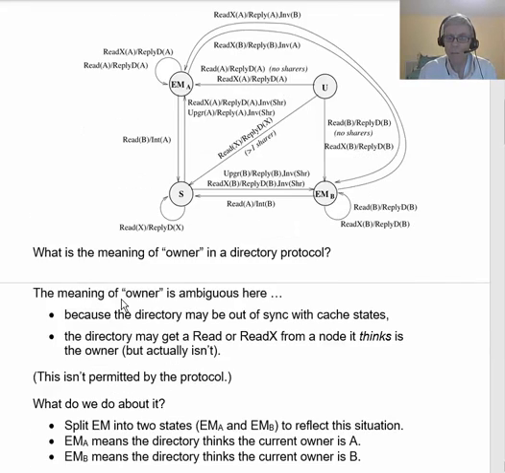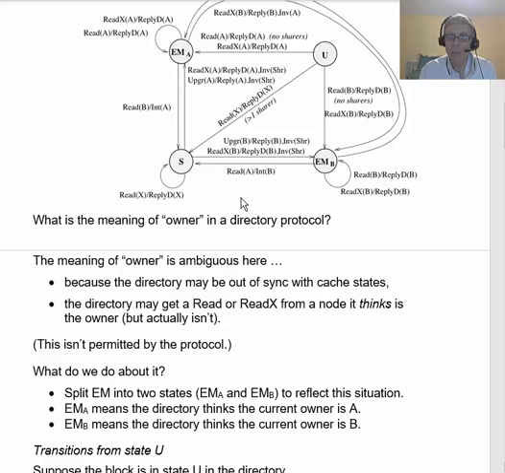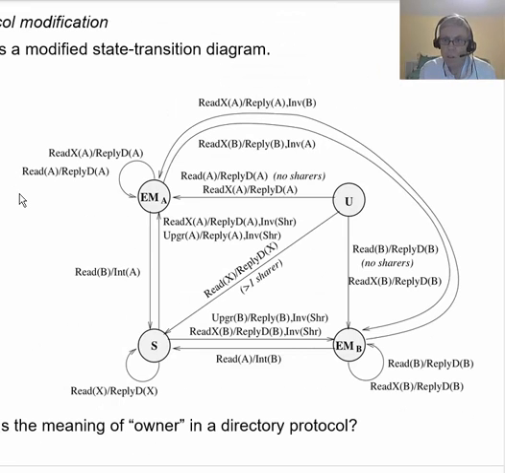Okay, so what do we do to deal with the fact that there might be two nodes that seem to be the owner? Well, we simply split EM into two states, EM sub A and EM sub B. EM sub A means that the directory thinks the current owner is A, and EM sub B means the directory thinks the current owner is B. Now I want to zoom in on the state transition diagram and see what's going on.